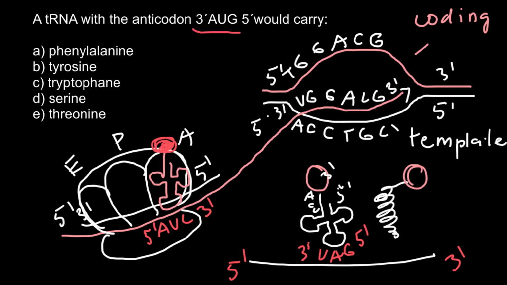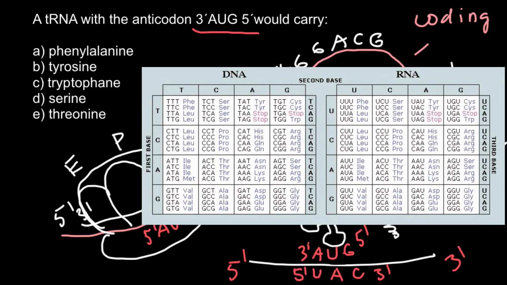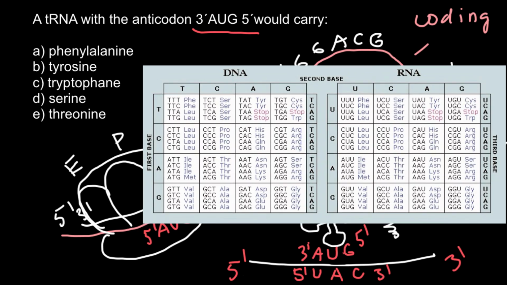The sequence of the anticodon in our problem is 3' end AUG, so we have to change the sequence on our picture to AUG. So let's change this sequence. So AUG, and on the corresponding messenger RNA we would have adenine base pair with uracil, uracil base pair with adenine, and guanine base pair with cytosine, and we would have a 5' end here on the messenger RNA and a 3' end here.